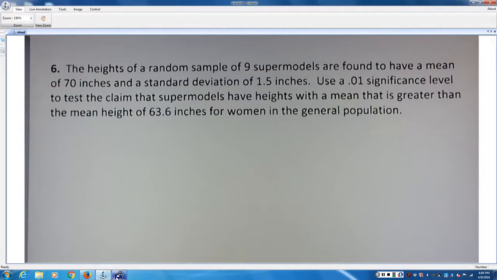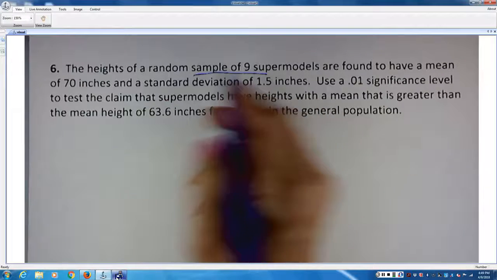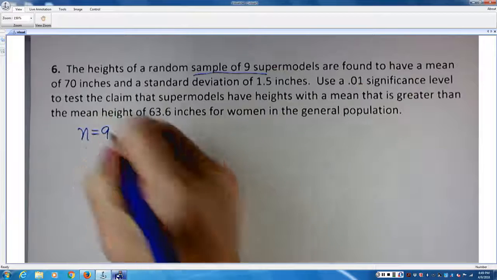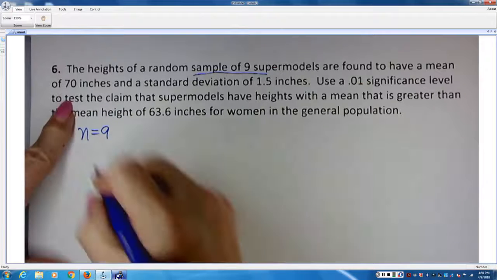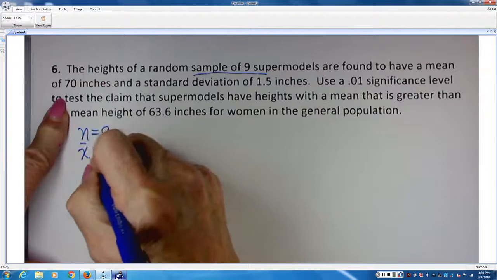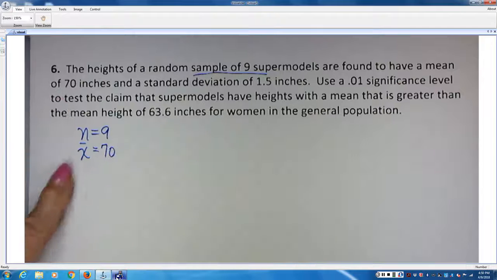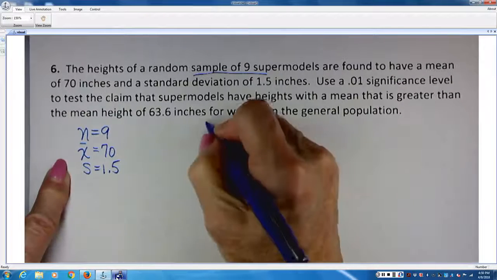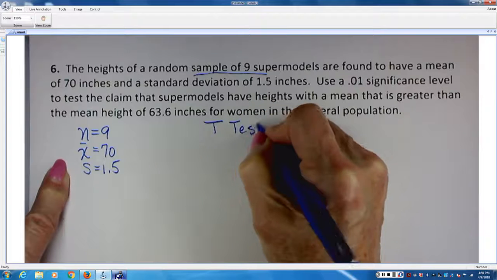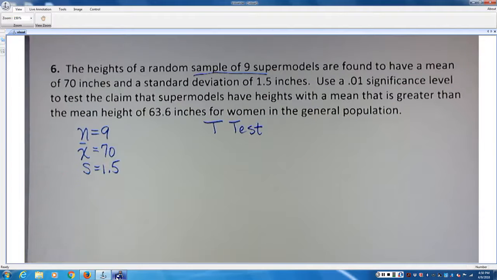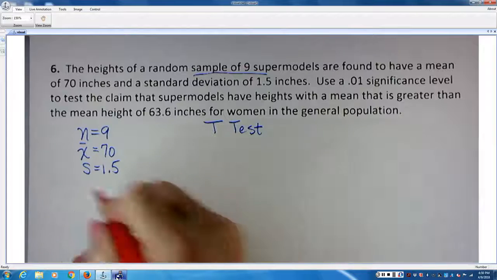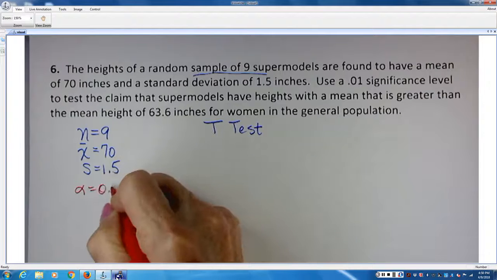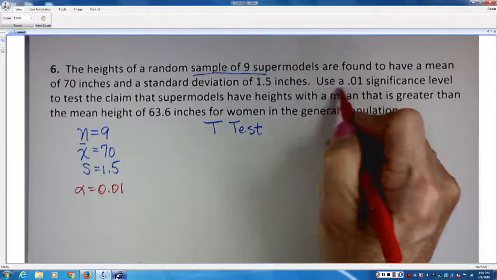This one talks about the heights of supermodels as our evidence. So I'm going to try to be quick about writing all this down. A sample of 9 supermodels found to have a mean of 70 inches and a standard deviation of 1.5 inches, and that comes from the sample, so we're going to use a t-test. And we're going to use alpha of 0.01. Because that's what it tells us to do.